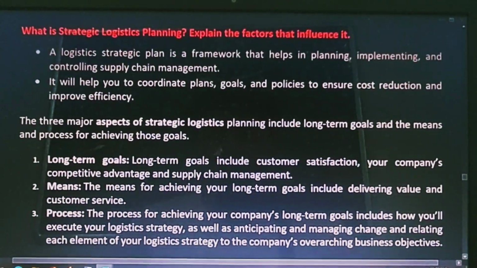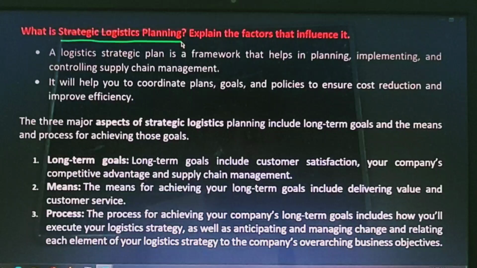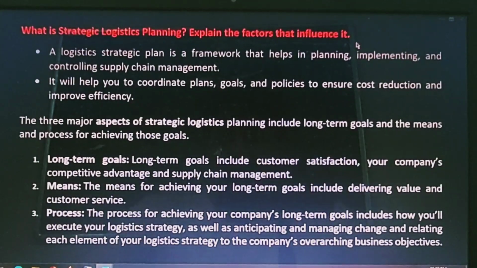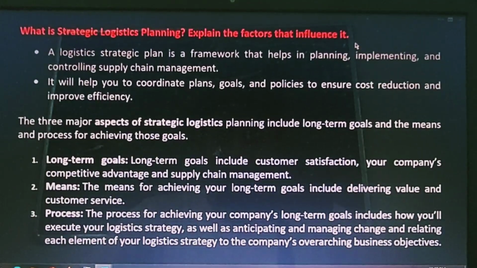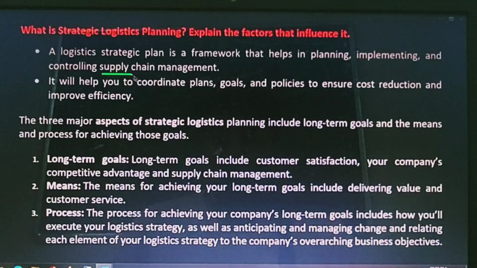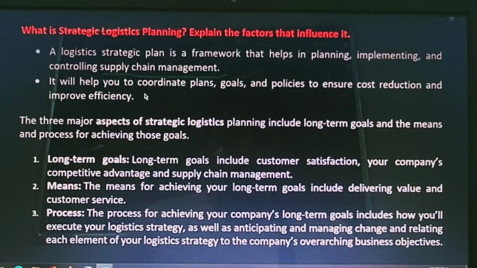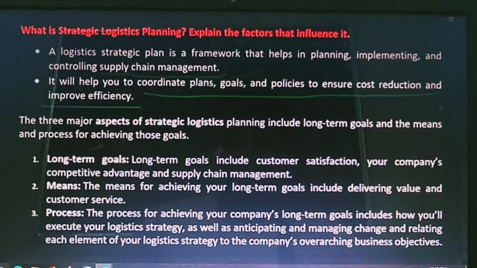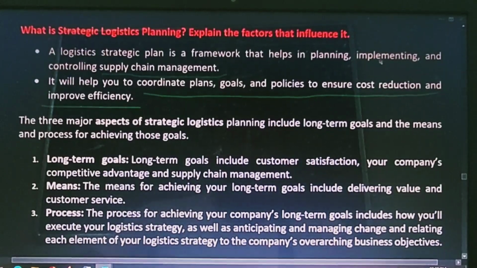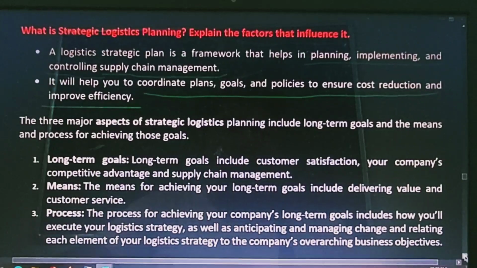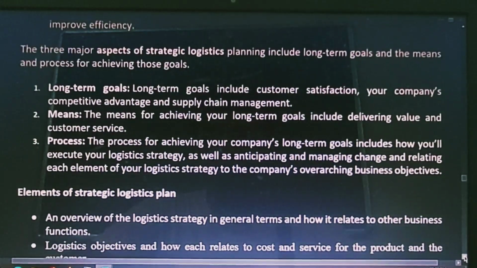व्हाट इज स्ट्रैटेजिक लॉजिस्टिक प्लानिंग. ये क्वेश्चन भी बार बार एग्जाम्स में ऑलमोस्ट एवरी ईयर आता है एंड इसको भी आपको बहुत अच्छे से रिवाइज करना है. बेसिकली a logistic strategic plan is a framework that helps in planning, implementing and controlling the supply chain management, and it will help you to coordinate the plans, goals and policies to ensure cost reduction and improved efficiency. So basically यहाँ पे in strategic planning what we do: planning, implementing of the plans and controlling the supply of goods and services to ensure that the goods have been dispatched and reach the customers smoothly.